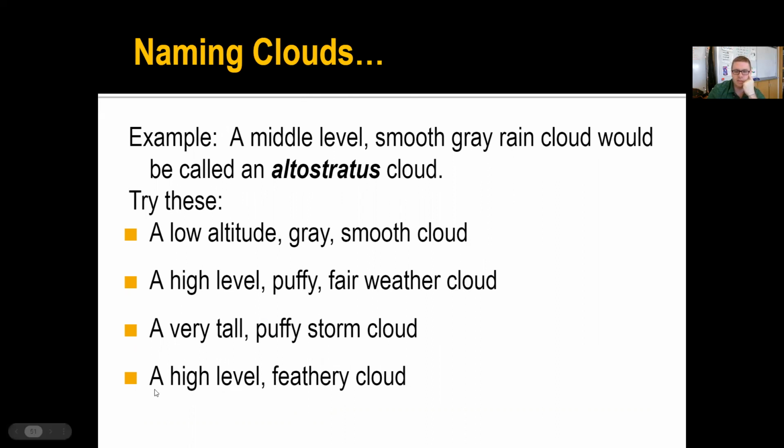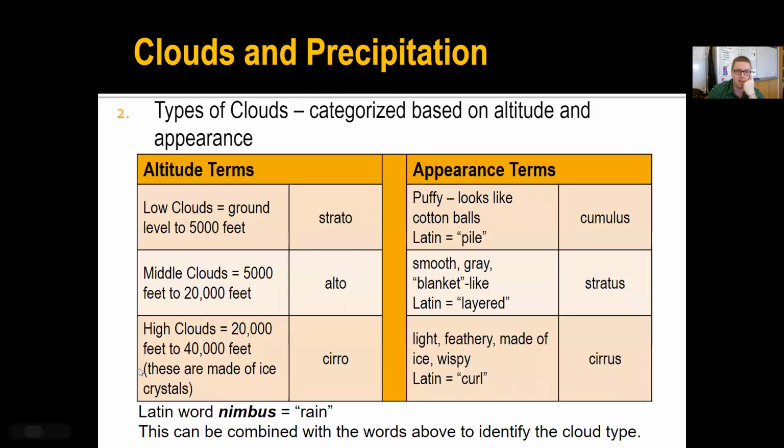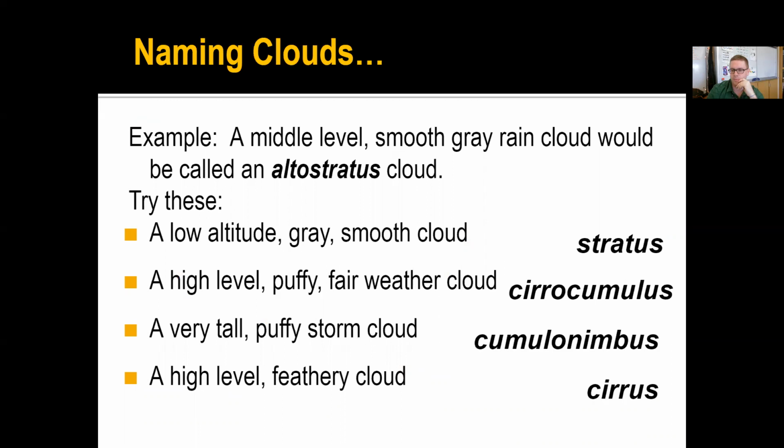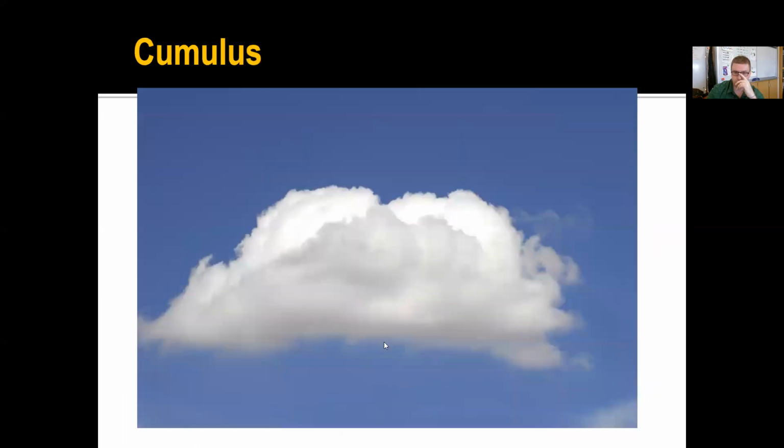So let's pick one of these. Let's pick that high level feathery cloud. Come back here. High level is cirro. Feathery is cirrus. So a high level feathery cloud would be a cirro-cirrus cloud. That's funny just to say, cirro-cirrus. So that's how we go about naming clouds. Boop, boop, boop, cirrus, bam.